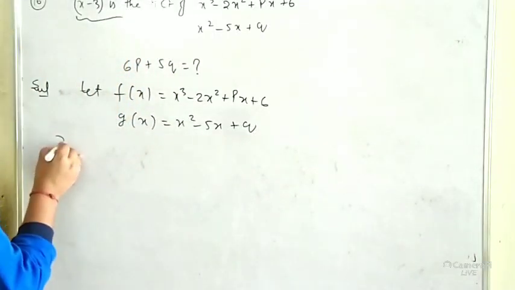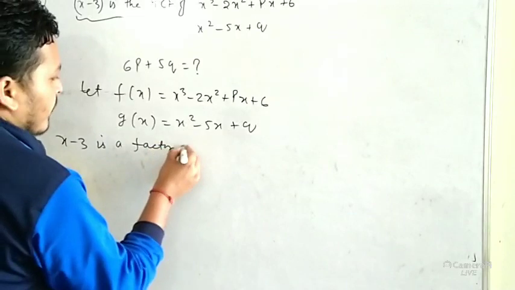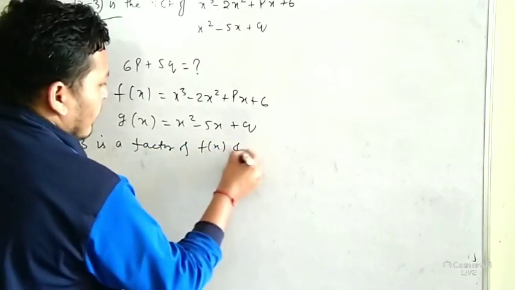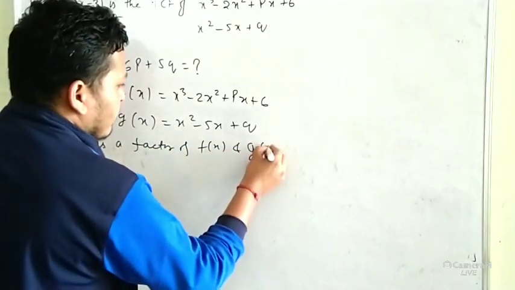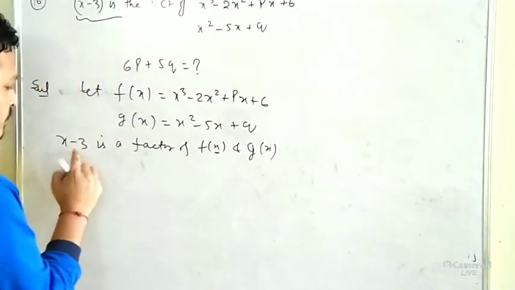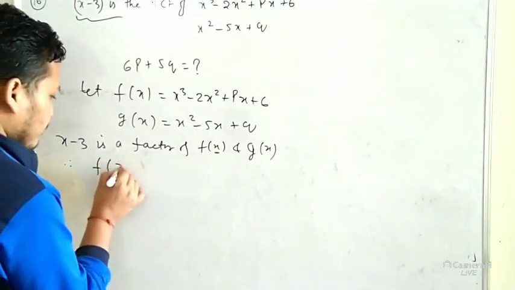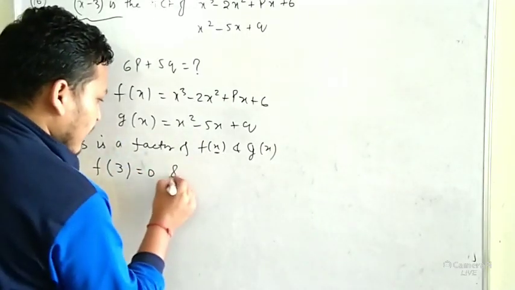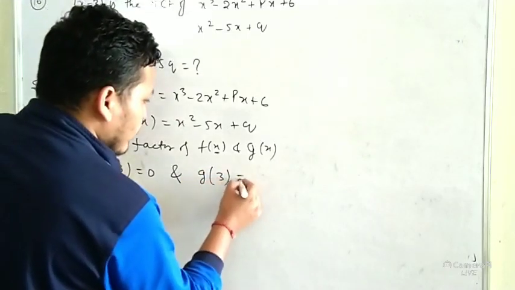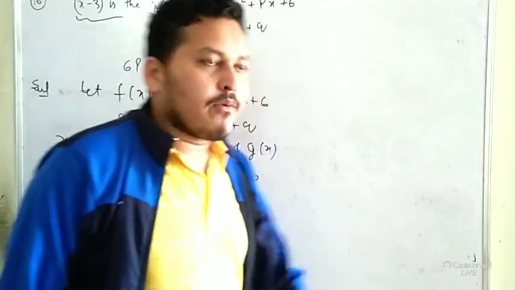So x minus 3 is a factor of f(x) and g(x). It means in both cases, when we substitute x is equal to 3, f(3) will be 0. Similarly, g(3) will also be 0. So substituting the values here, we can calculate our answer.